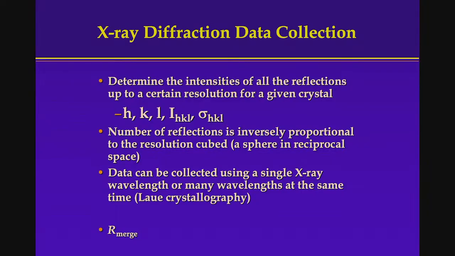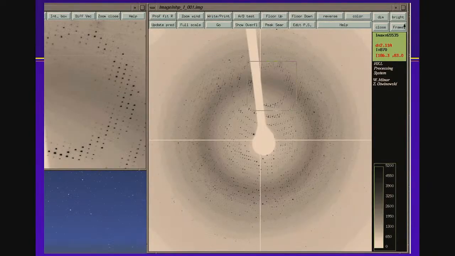And then when you do this measurement, sometimes you measure the same reflection several different times. You can then determine how well their measurements agree with each other, and that uses a concept called R-merge, which I'll explain. So first let me show you how it works.